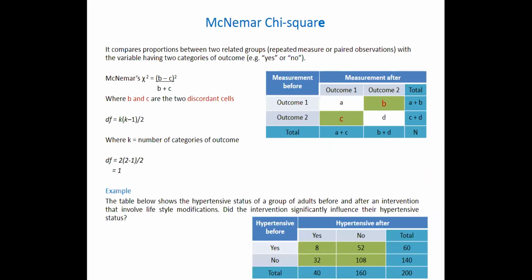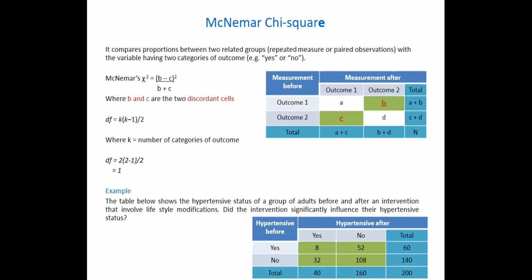So, what McNemar does is quite interesting statistics. It compares proportions between two related groups, a repeated measure or paired observation, with a variable having two categories of outcome, yes or no. The example is just yes or no. It can be anything, but two categories.